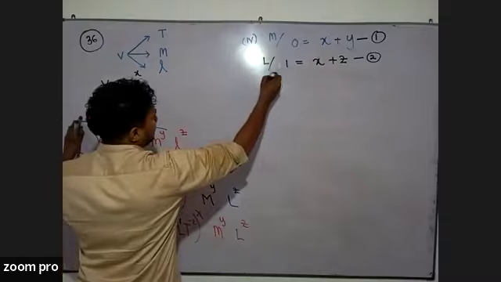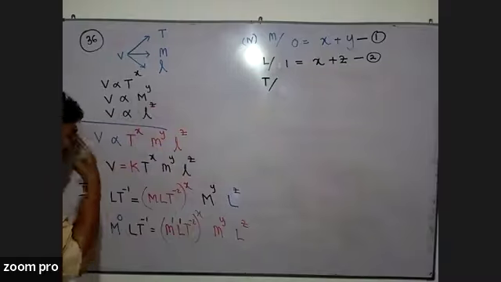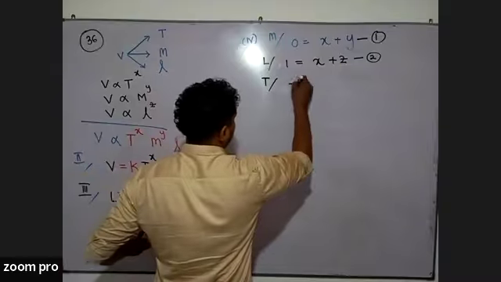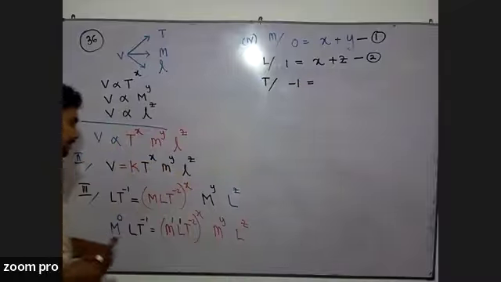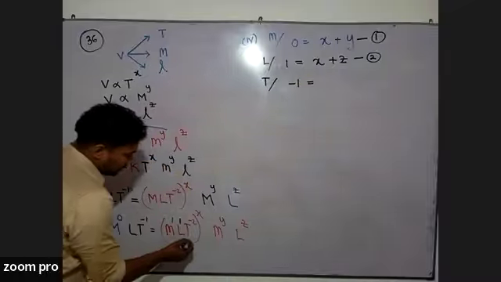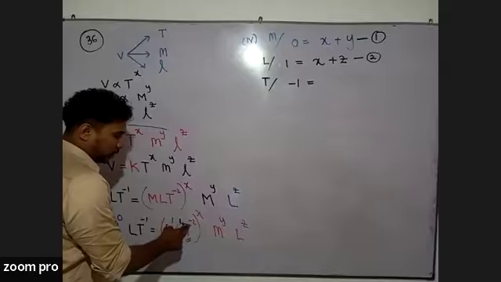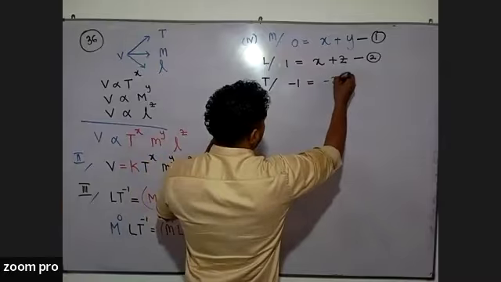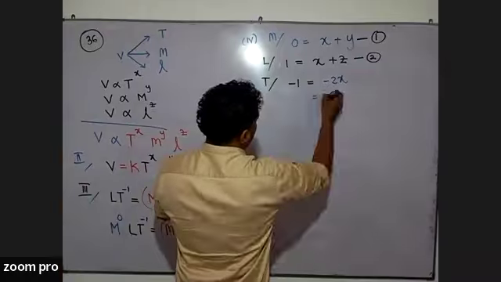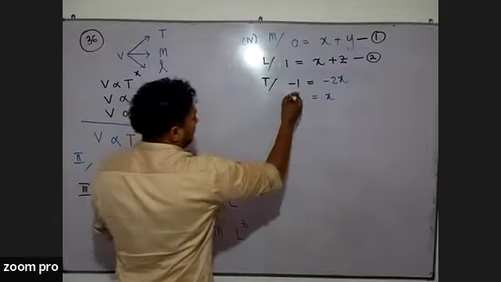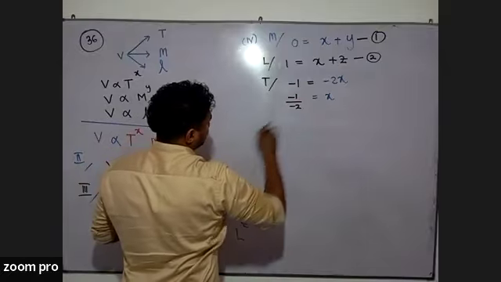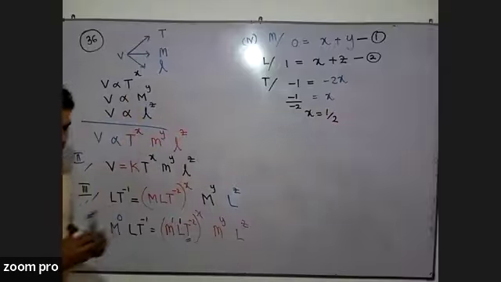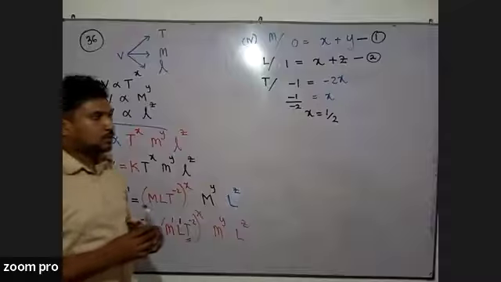Let's analyze the dimensions of t. On the left side, the power of t is equal to -1, equal to, on the right side, t is only mentioned at this point, so the power is -2, but it should be multiplied by x, isn't it? So it should be -2x. Then to obtain the value of x, I divide both sides by -2. That means x equals half, right? So x equals half.